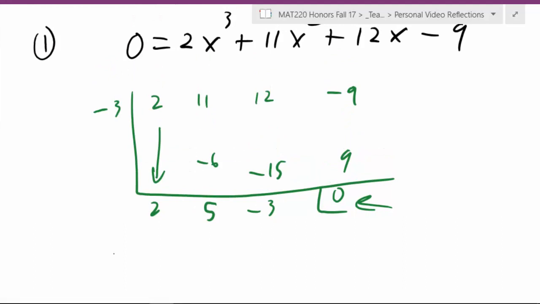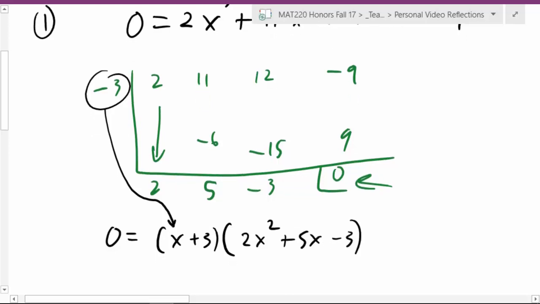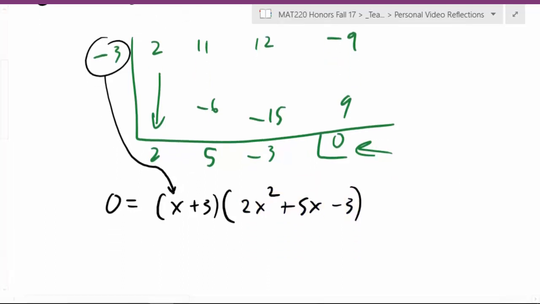So now we can rewrite this function as x plus 3, because when I substitute in -3, -3 plus 3 should make 0. The remaining terms would be reduced by a degree of 1, so that'd be 2x squared plus 5x minus 3. When I substitute -3, it makes this factor 0, and no matter what happens in the other part of the factor, it doesn't matter, because 0 times anything makes 0, therefore it's a true statement. Yay, we're happy. All right, now we continue factoring.